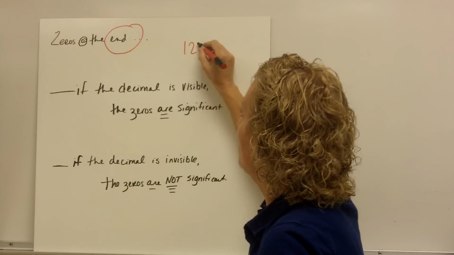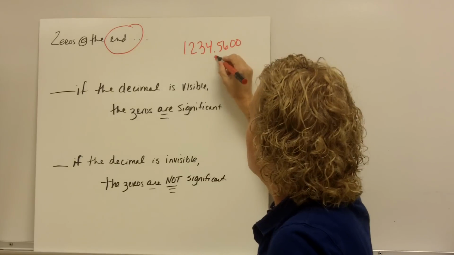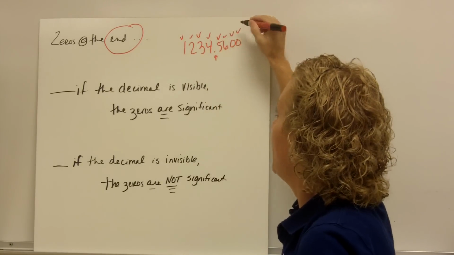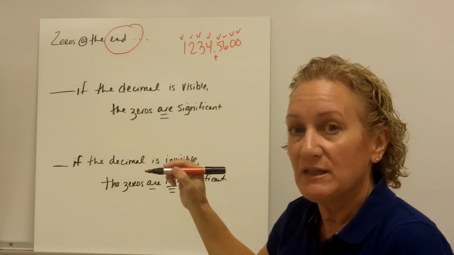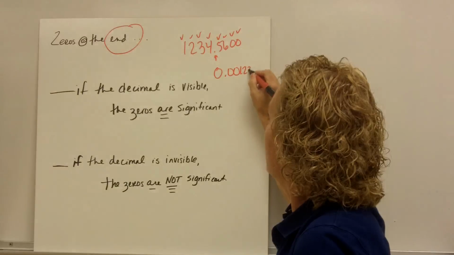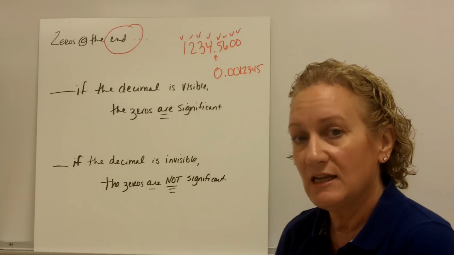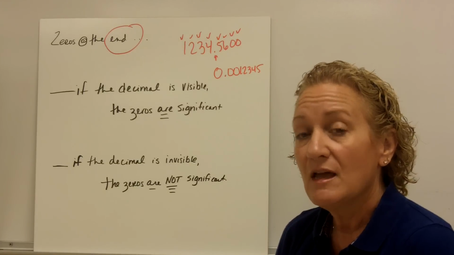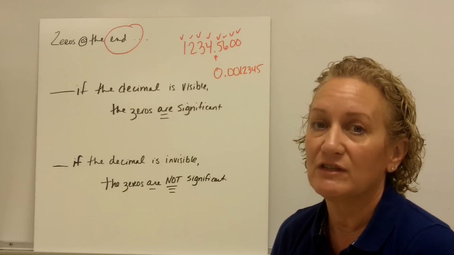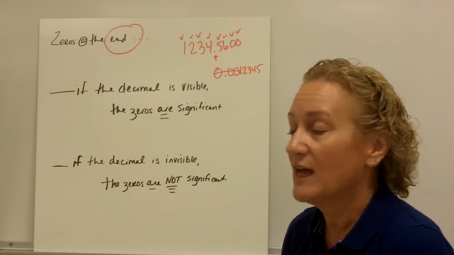So if I have 1234.5600, my decimal is showing, so I have 1, 2, 3, 4, 5, 6, 7, 8 significant figures. My decimal is showing. If I have this, are those zeros significant? The decimal is showing, but they're at the beginning of a number. And we already said that zeros at the beginning of a number are never significant. So those are not significant. I have 5 significant figures in that case.